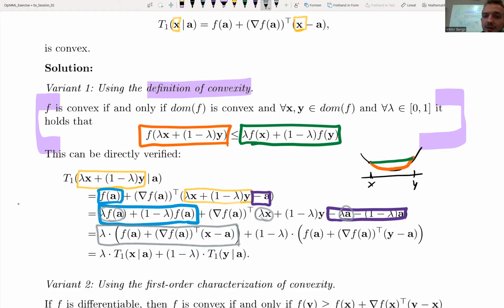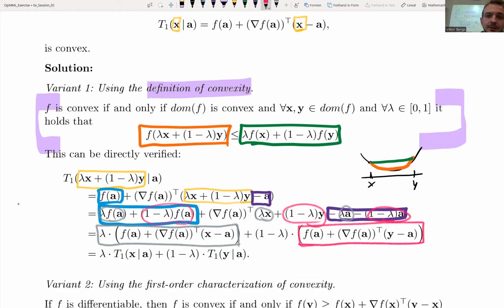And now we collect all the terms which are with the minus lambda. This is that one, and that one, and they are essentially the same as you had before. Only difference is that you have here the y instead of the x.